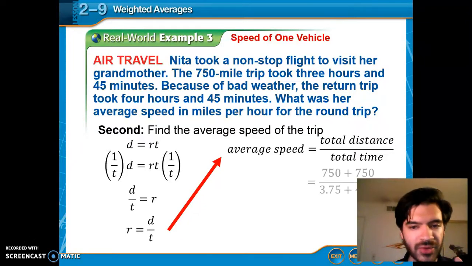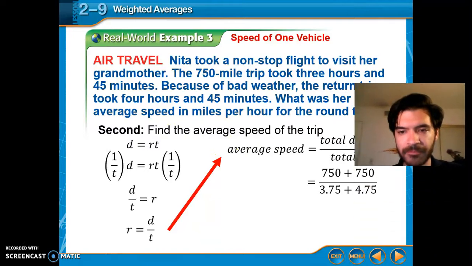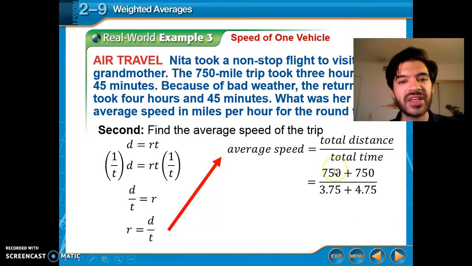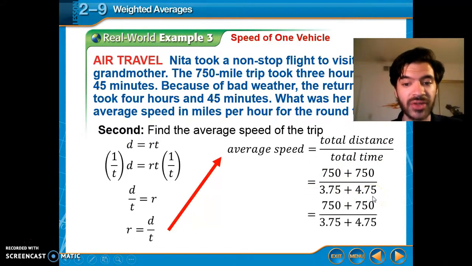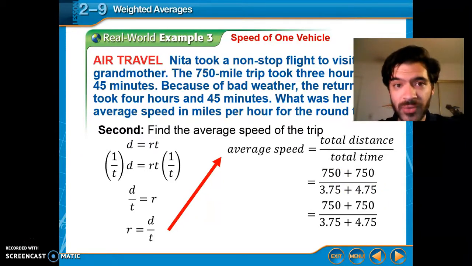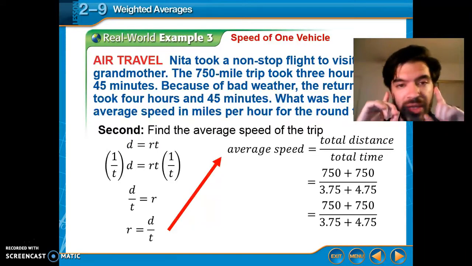Okay, so let's find our total distance. Our total distance is 750 both ways, so that's 750 twice. Add it together. Total distance. Our times, we already found those. Add those together. I did not add those together. That's what you need to do. So I want you to add these together and divide that total distance by the total time.